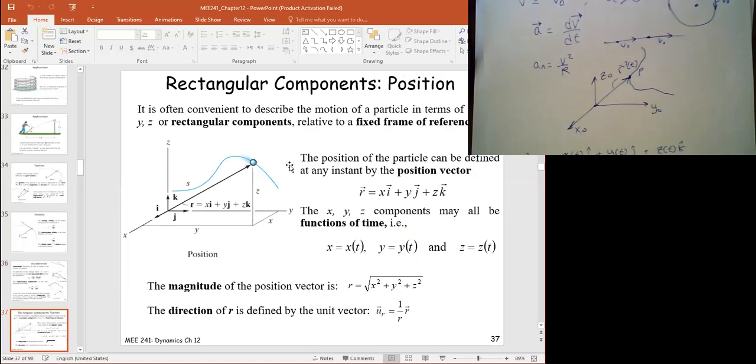Okay, so here, this is what I just wrote. Basically, if you have a curve, or a particle that is traveling along a trajectory, you can express that as a function of time.